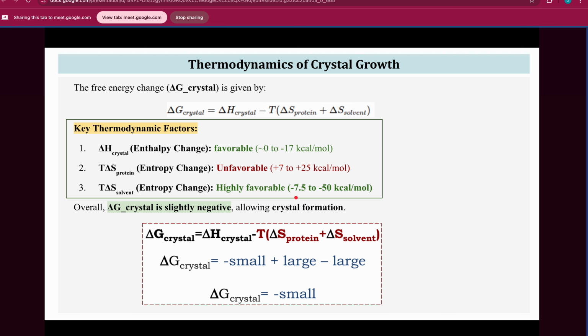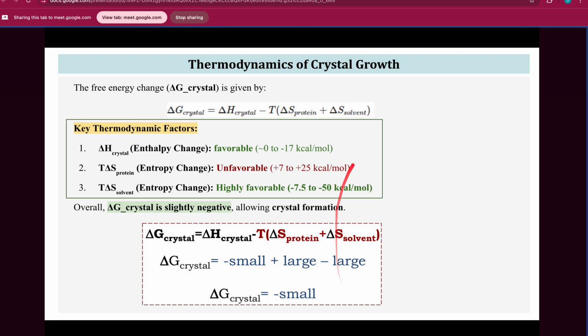If we combine all these terms and put them into the delta G of crystal, we will see that delta H of crystal was negative and small, whereas minus T delta S protein was large but positive, and T delta S solvent was large but negative. So these larger terms will cancel out the effect of each other, and ultimately the delta G of crystal was negative, but small, which means that it is slightly negative, so crystal formation will take place. If delta G is negative, the formation of crystal is favorable.